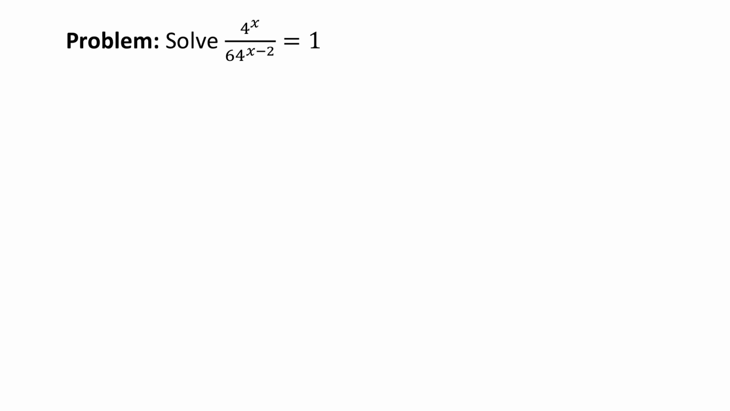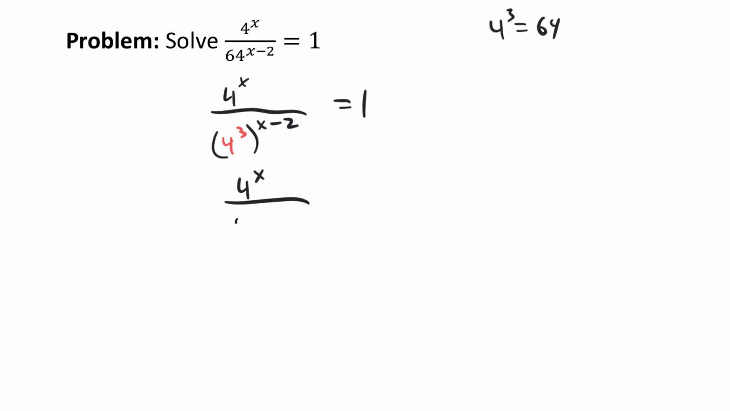All right, so if you're thinking about powers of 4, you can actually get this done with powers of 4. You could do powers of 2, but I'll show you powers of 4. 4 is already a power of 4, so that's cool. 64, if you remember, 4 cubed is 64. So we'll write that. Then we'll get 4 to the x over 4 to the 3x minus 6.